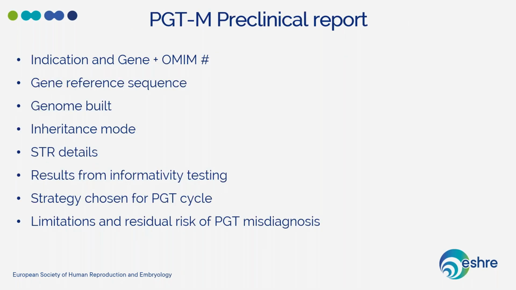The preclinical report should include the indication and the gene, the pathogenic variant using HGVS recommendation, the gene reference sequence, the genome build used, inheritance mode, data on markers used, results from informativity testing, and finally, the strategy that is chosen for PGT cycles with a limitation and an evaluation of the residual misdiagnosis risk.